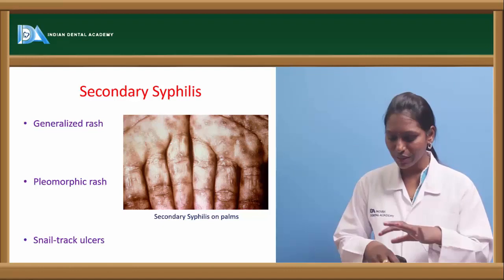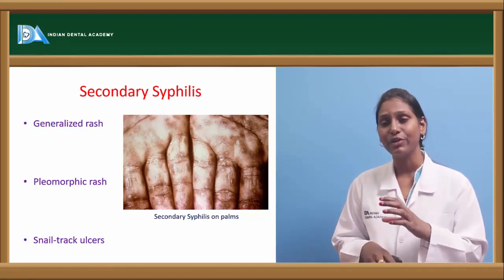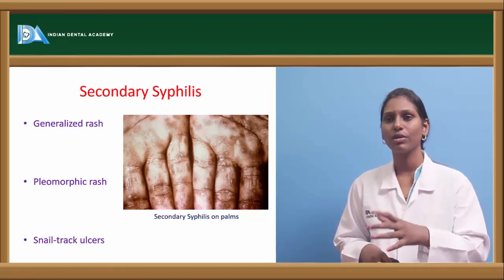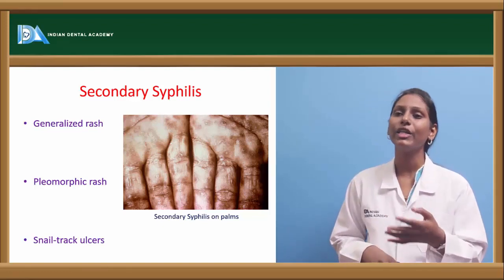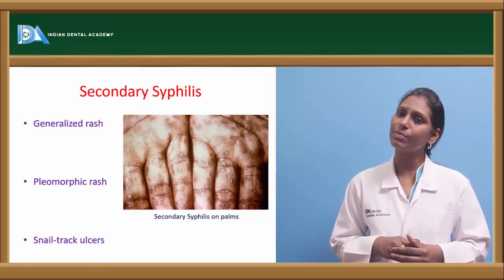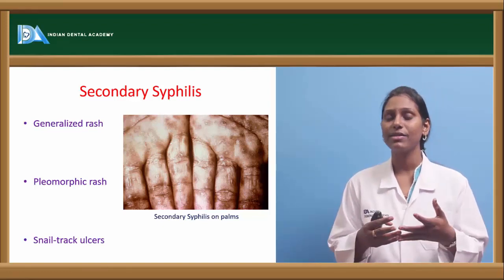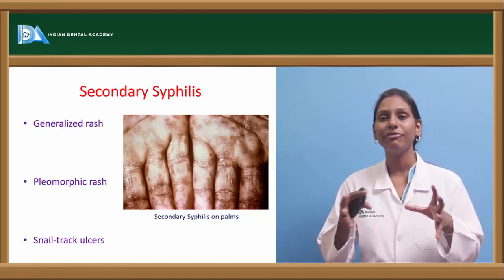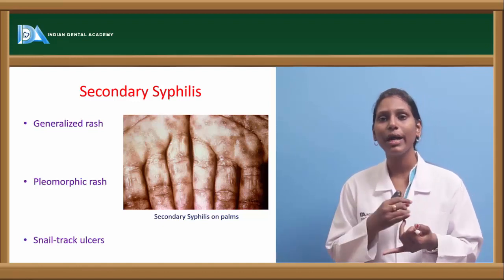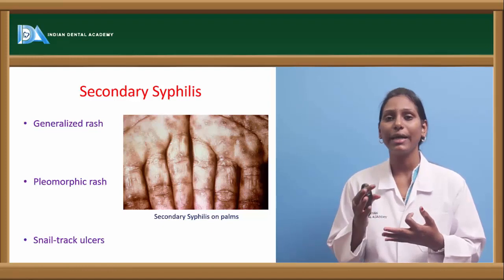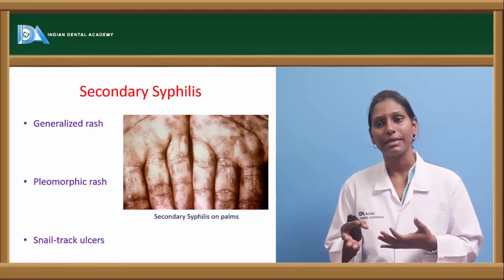This rash is usually seen with a characteristic dull red or coppery brown color. They also have a pleomorphic rash. What is a pleomorphic rash? A pleomorphic rash appears in different types: it can be papular, macular, or pustular. These kinds of rashes can be seen in secondary syphilis.